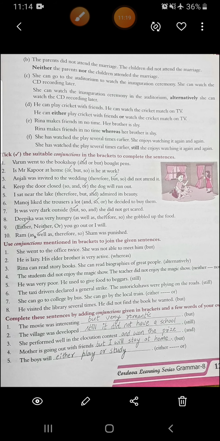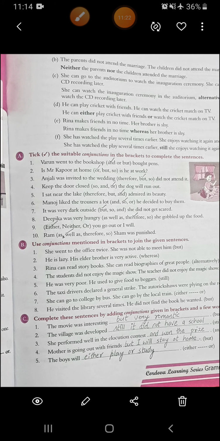So this is the answer of this exercise B. Don't worry if you have not followed something. I will show you the answer in written form as well.